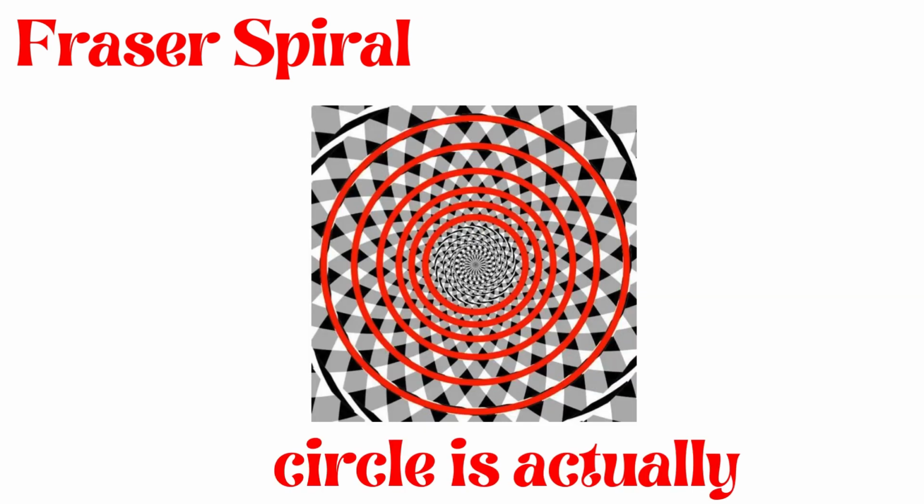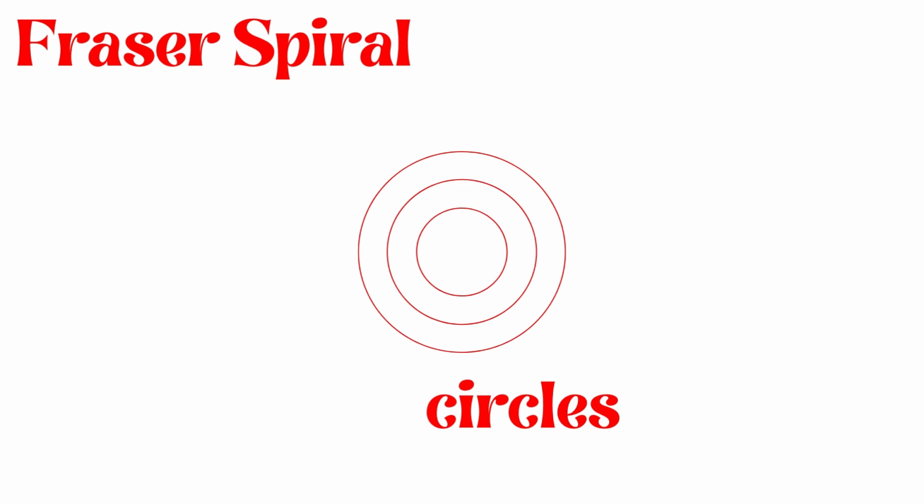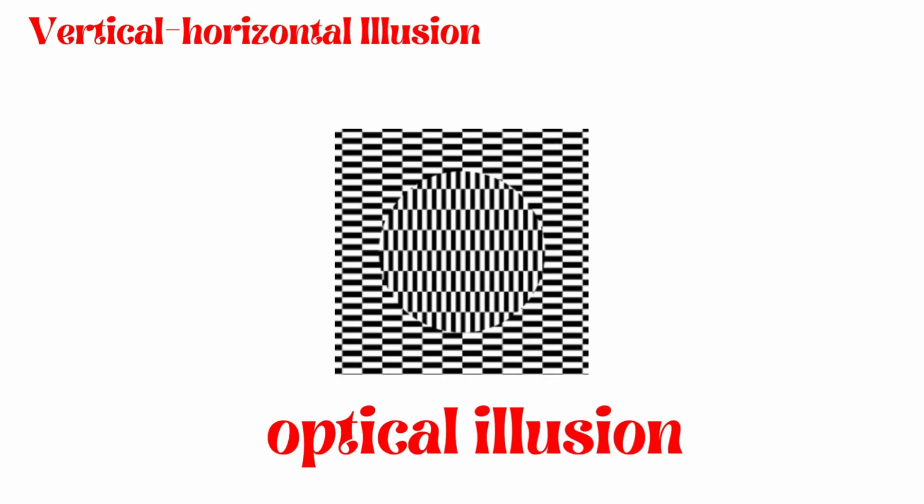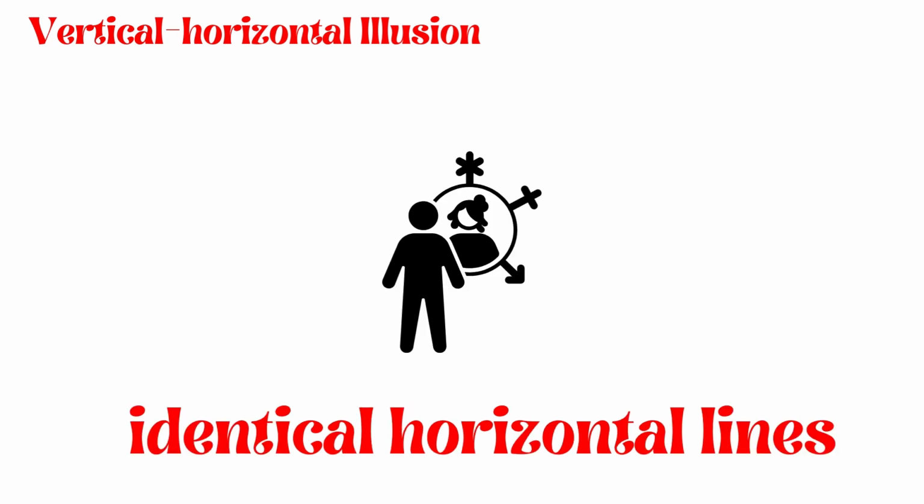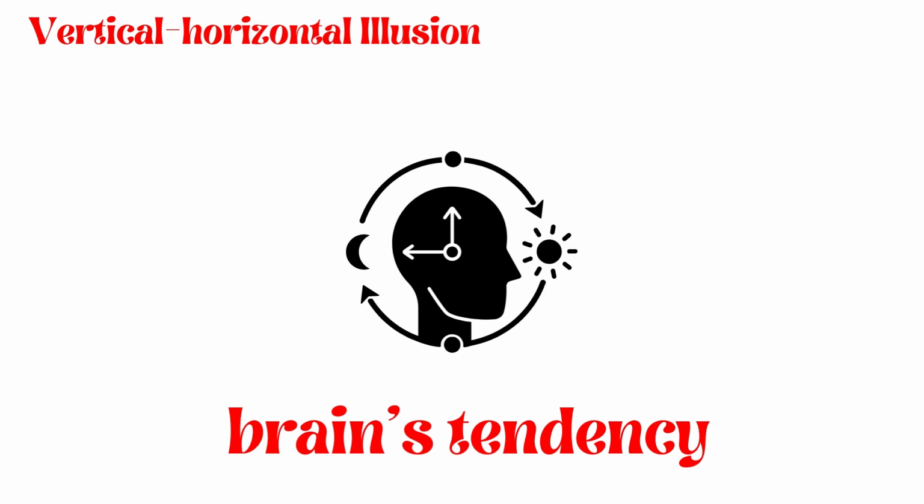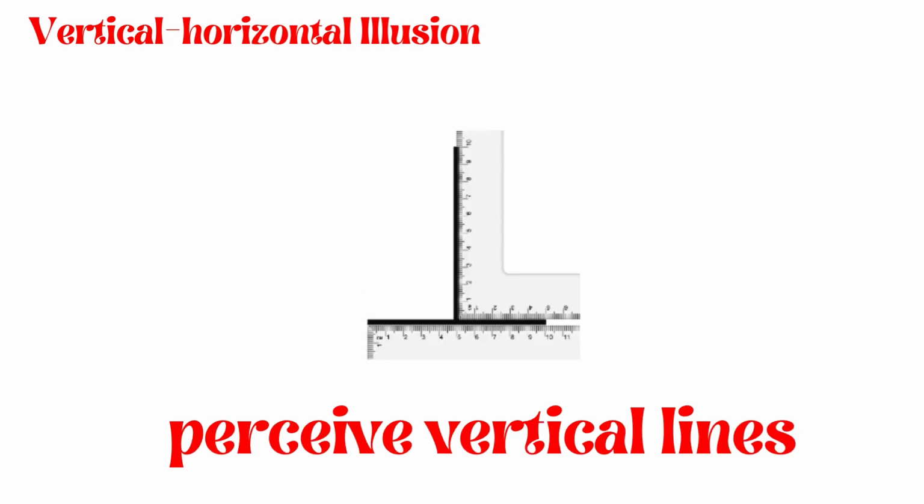The Fraser spiral is an optical illusion where a series of circles appear to form a spiral pattern, despite the fact that each circle is actually a set of concentric circles arranged in a circular grid. The vertical horizontal illusion is an optical illusion where vertical lines appear longer than identical horizontal lines, even though they are the same length, due to the brain's tendency to perceive vertical lines as taller.